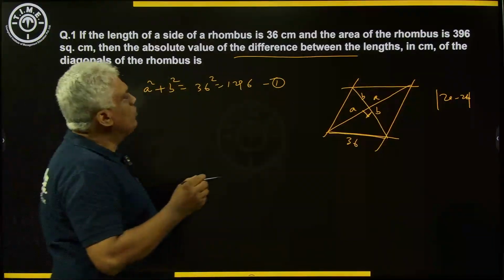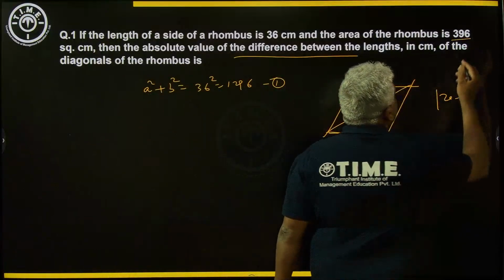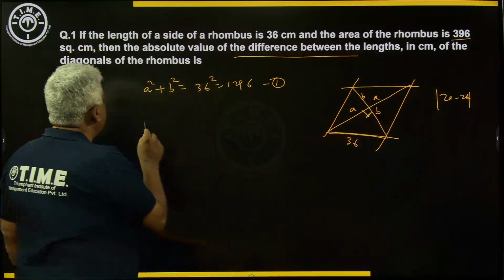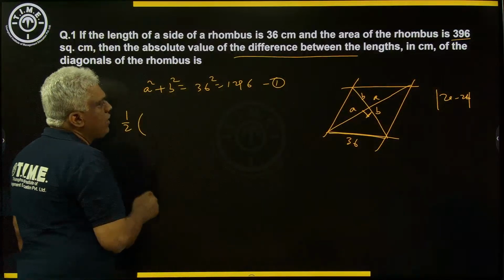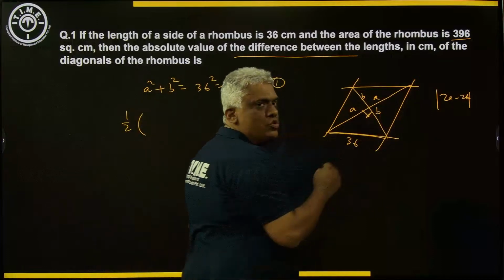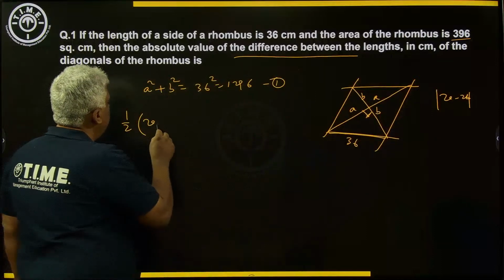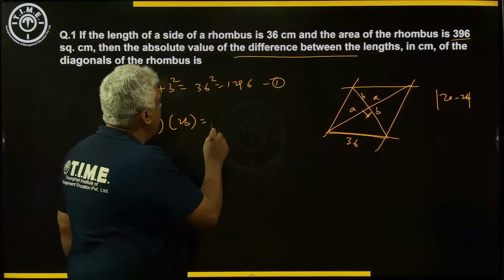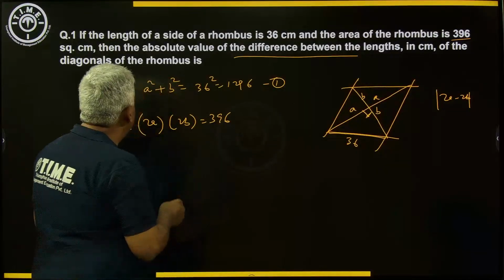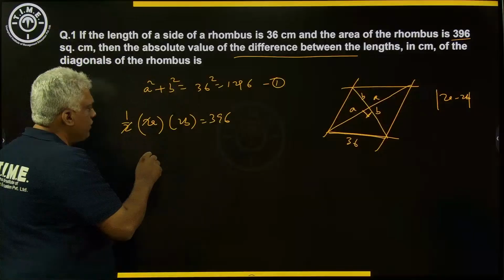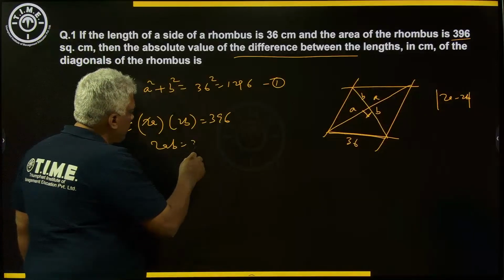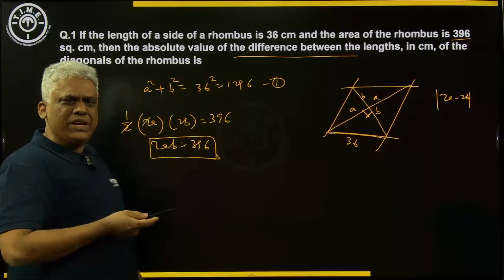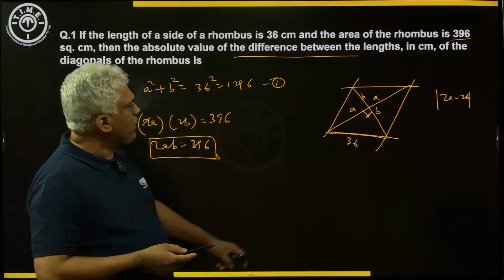And then we have area of the rhombus is 396. Now area of rhombus, we know that it is half d1 d2, right? So one diagonal d1 I have taken 2a, other is 2b, right? So half into 2a into 2b, and that is equal to 396. So the halves will cancel, and now this 2ab is 396. I'm not getting ab alone because we can use 2ab, right? Because we have to find this, right?